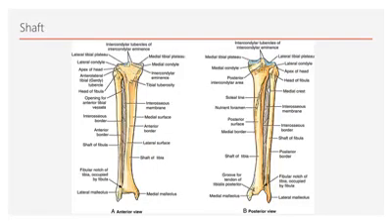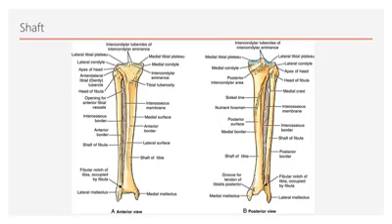Now let's come to the shaft. The shaft presents three borders: anterior border, medial border, and lateral border. The anterior border is sharp, which is also called the shin. This part is actually subcutaneous. The attachment in the anterior border is deep fascia of the leg. The lateral border is also called interosseous border. The attachment on the interosseous border is interosseous membrane, which forms the middle tibiofibular joint, which is a fibrous joint.